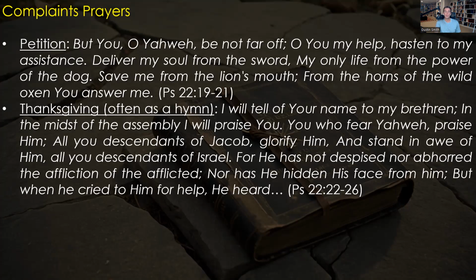Okay. The last part of the complaint prayer is the thanksgiving, and it's often portrayed in an actual hymn, as in a song. And so in verses 22 through 26, that's the entirety of Thanksgiving. I'm not going to put all of it here, but it says, I will tell of your name to my brethren. In the midst of the assembly, I will praise you. You who fear Yahweh, praise him. All you descendants of Jacob, glorify him and stand in awe of him, all you descendants of Israel. For he has not despised nor abhorred the affliction of the afflicted, nor has he hidden his face from him. But when he cried to him for help, he heard.